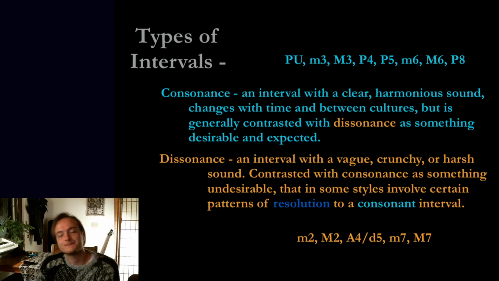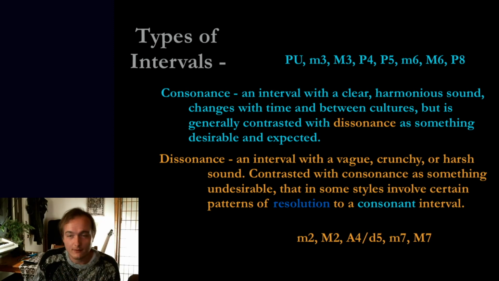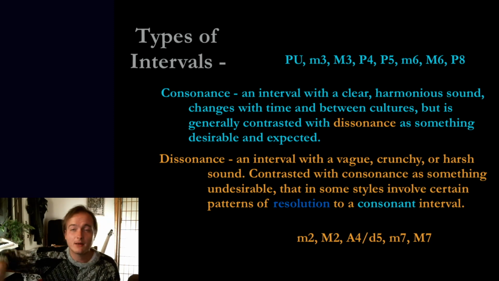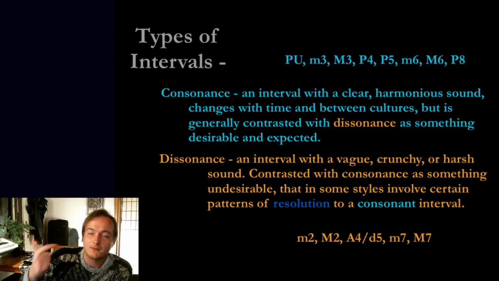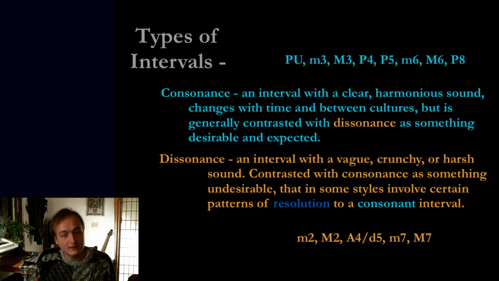relative dissonance. But anyways, traditionally, these categories here, these intervals here fall into the categories consonance and dissonance. For example, I've put them at the top. For consonance, the unison, the minor third, the major third, the perfect fourth, the perfect fifth, the minor sixth, the major sixth, and the perfect octave. And on the bottom, the minor second, the major seconds, the augmented fourth and diminished fifth.